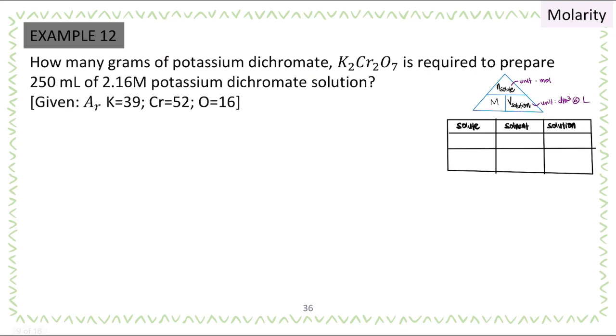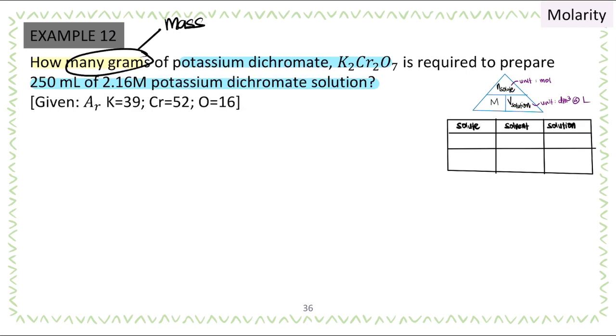Next, for example 12, the question asks us to find how many grams. So how many grams, this indicates the mass. The question asks us to find the mass of potassium dichromate required to prepare 250 ml of 2.16 molar potassium dichromate solution. Okay, so the first thing we need to do is to fill in the table of solute, solvent and solution.